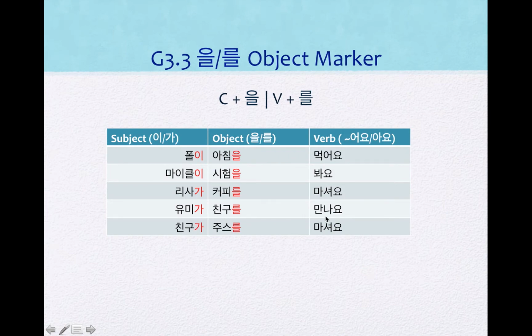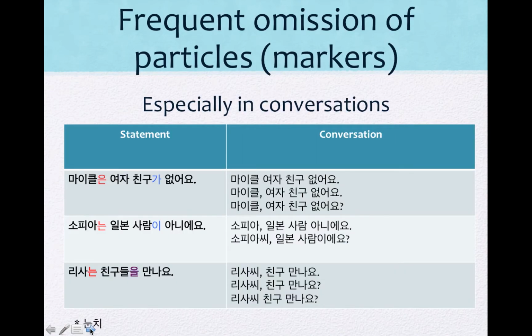유미가 친구를 만나요. Yumi is meeting with her friends, or Yumi is meeting her friends or friend, depending on the context. Context is everything in Korean. 친구가 주스를 마셔요. My friend or somebody's friend is drinking juice. So 을, 를, these are two variations. They're called allomorphs, if you want to know the linguistic term. Allomorphs of the same object marker.